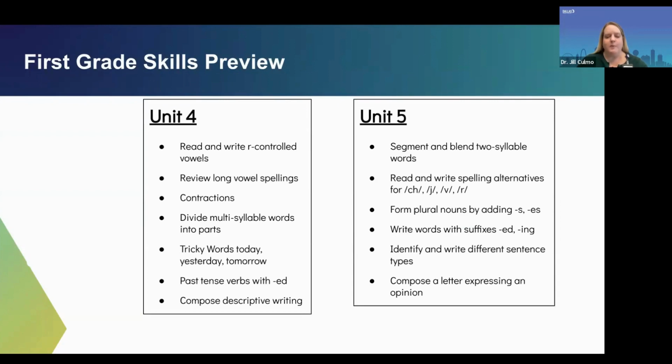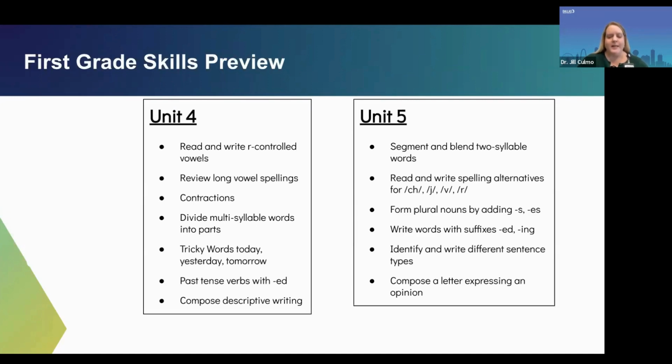Students are introduced to past tense verb forms ending in ed as they continue to work with nouns and verbs and phrases. Students are introduced to adjectives as they practice descriptive writing. Next, in Unit 5, Skills, students begin learning spelling alternatives that make up the advanced code. Now that they've learned all of the basic code, they move into the advanced code.